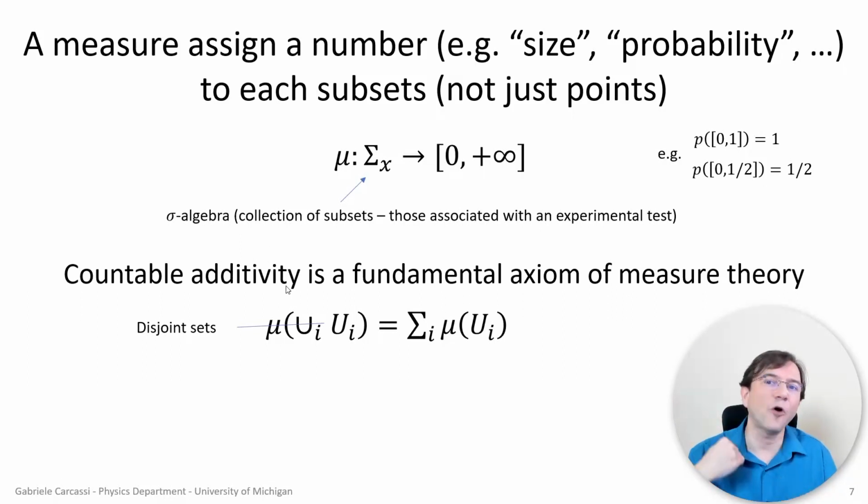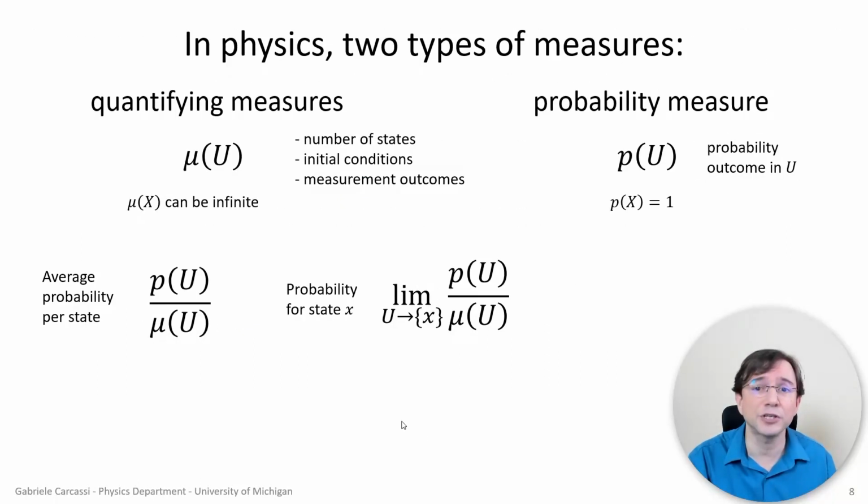Like before, if we have a set, we can look at points. Well, this generalizes that. If we have a set and we can break it into a collection of disjoint subsets, then the probability of the whole is the sum of the probabilities of the parts. And this is in a nutshell what measure theory is. It's just a function that, given a set, gives you a number, and it's countably additive. That's it. So how do we use measure theory in physics?